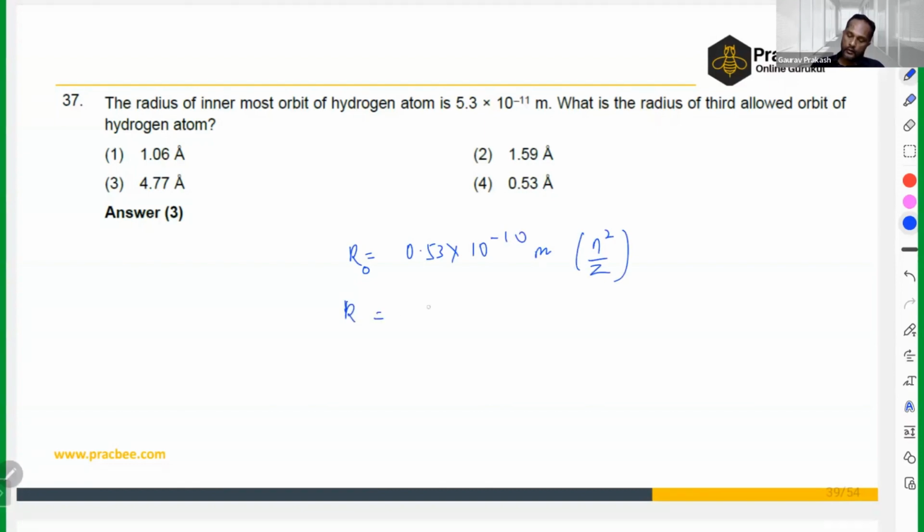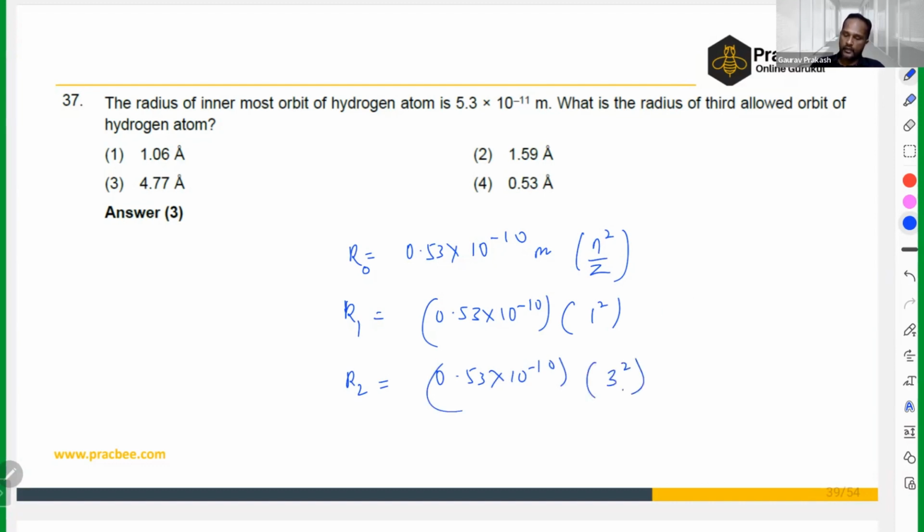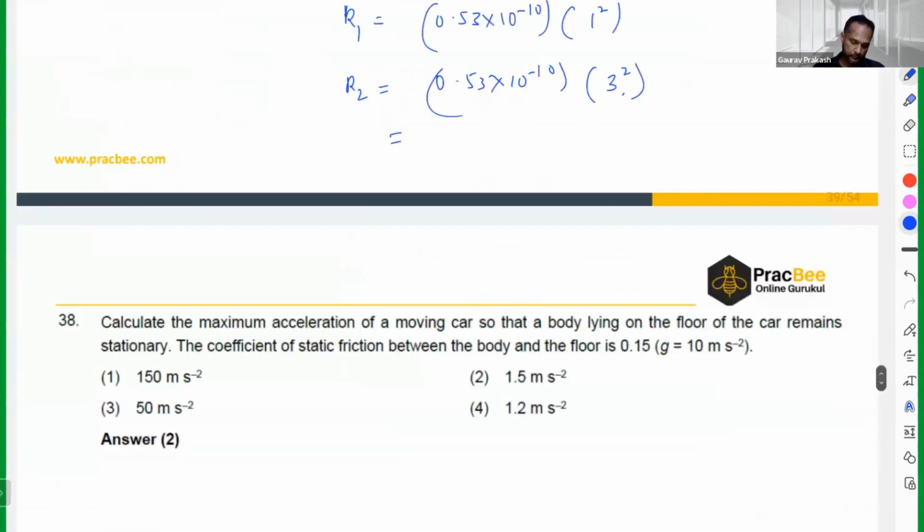So r will become 0.53 into 10 to the power minus 10, and in the first case it is the first orbit, so it is 1 square. Let's call this R1. In the second question, this is the third orbit, so it becomes 3 square, so it becomes 9 times. So 9 times 0.53 will be around 4.5. So 4.77 is the correct answer, but there's no need of trying to reach the exact answer. You can be very fast just by looking at the options, because the options are very spread apart.